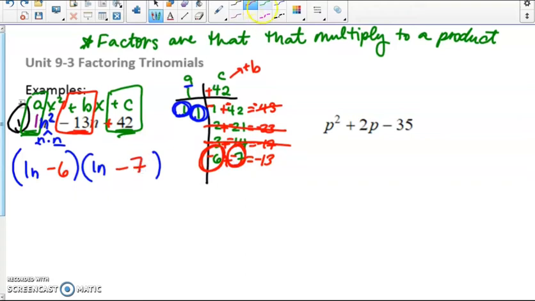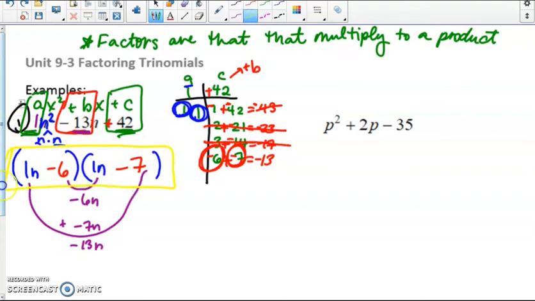And we're good. Now, to make sure, we check. We have to multiply the outside and the inside, multiply the O's. So 1n times negative 7 is negative 7n. Negative 6 times 1n is negative 6n. Add these two together, so negative 6n plus a negative 7n gives me negative 13n, which is what we wanted, and we're set. Very good. I'm going to box this in.